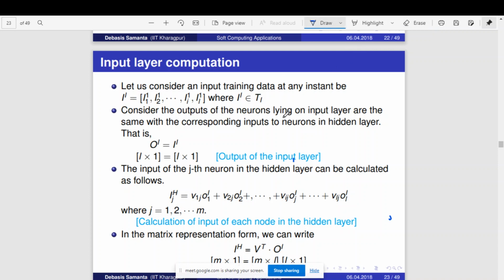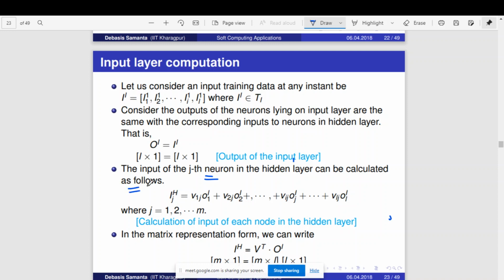Consider the outputs of the neurons lying on the input layer are the same as the corresponding inputs to the neurons in the hidden layer. That is O_i equals I_i. The input of the jth neuron in the hidden layer can be calculated as follows.